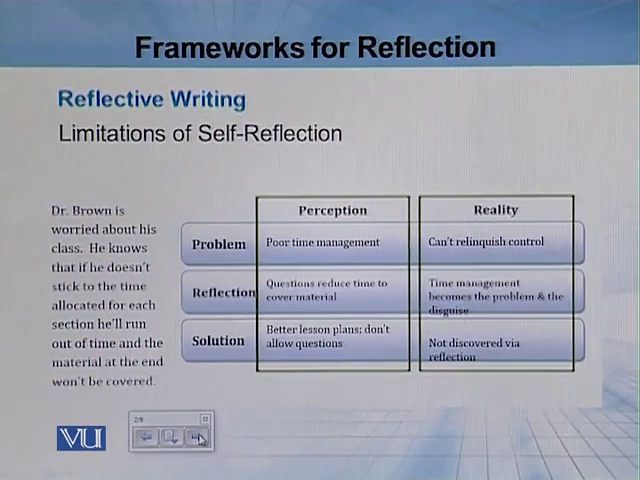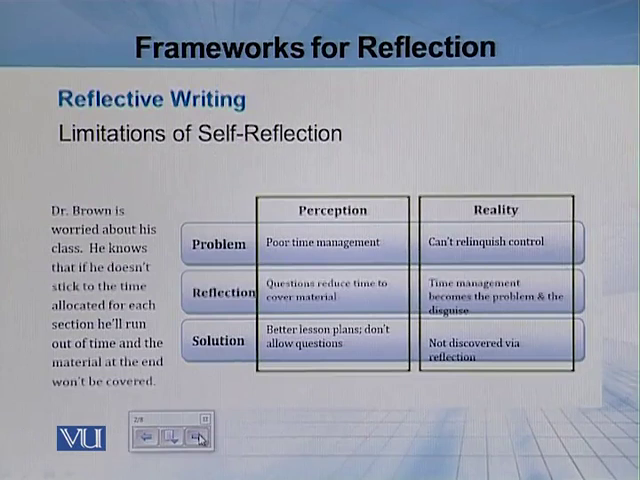What can happen in terms of reflection is that there's a difference between the teacher's perception of what happened and what really happened in the classroom. So if we're looking at a teacher who is perhaps worried about the pacing of a lesson and the amount of material that is being covered in a lesson, and maybe worried about not covering all of the required material within a particular time frame, identifies or has a perception about the problem, which is, well, I have poor time management, which perhaps on the surface seems quite logical.